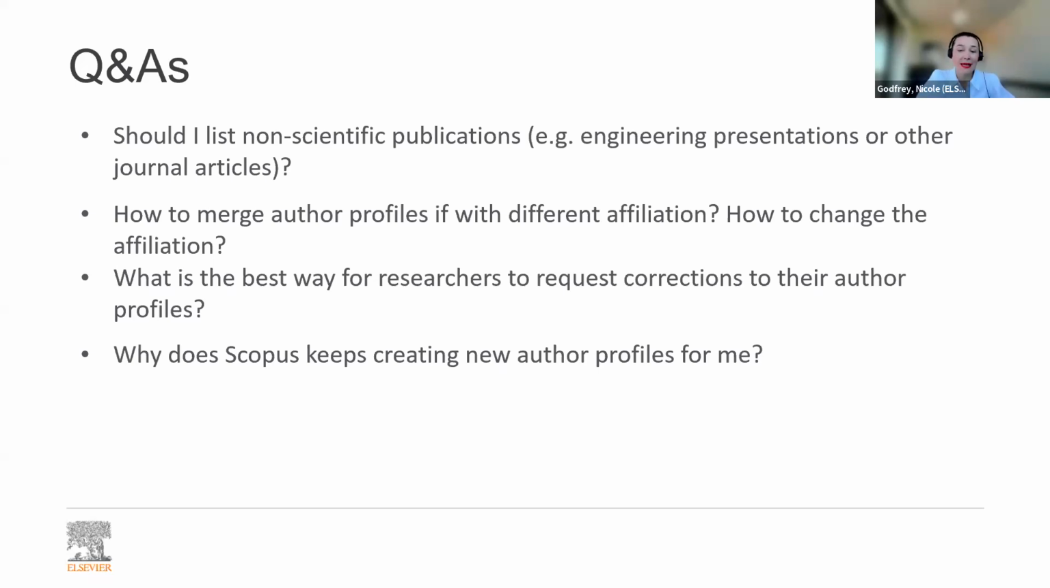And why does Scopus keep creating new author profiles for me? And this is the one that just brings me back exactly to the start. If you haven't kept your name consistent, if you're not updating your profiles, if you're not making sure that the affiliations are correct, this is why it will just keep happening if there's any ambiguity around your name. So if you take nothing else from this today, make sure that consistency is the key and use it often.